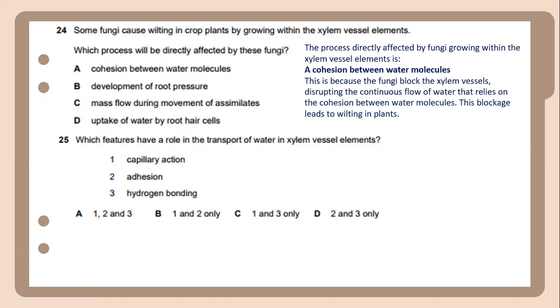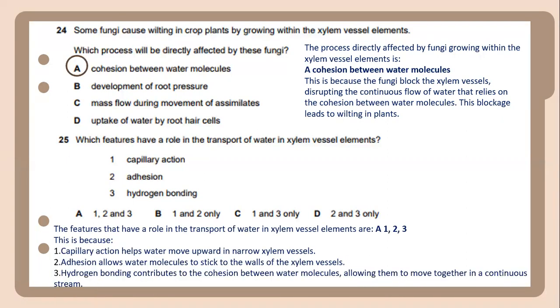cohesion between water molecules. And this blockage leads to wilting in plants. Which features have a role in the transport of water in xylem vessel elements? So the answer will be capillary action, adhesion, and hydrogen bonding, 1, 2, and 3. Capillary action helps water move upwards in narrow xylem vessels. Adhesion allows water molecules to stick to the wall of the xylem vessels, and hydrogen bonding contributes to the cohesion between water molecules, allowing them to move together in a continuous stream.